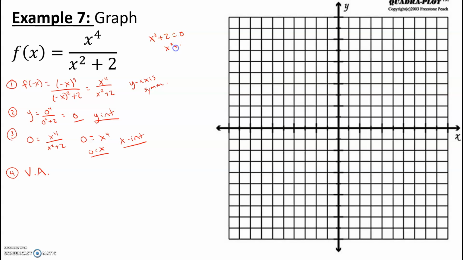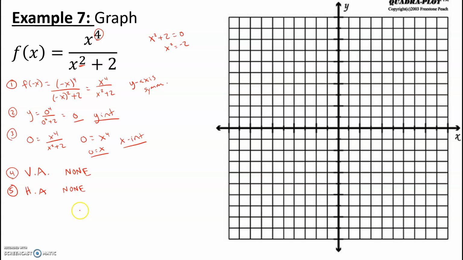you get x squared equals negative 2. There is no possible x you could plug in here to get a negative 2. So we actually don't have any restrictions on our domain, so there are no vertical asymptotes. There are no holes because nothing cancels out. Let's look at horizontal asymptotes. Notice the degree in the numerator is bigger than the denominator, so we actually have no horizontal asymptotes either. So no vertical, no horizontal.